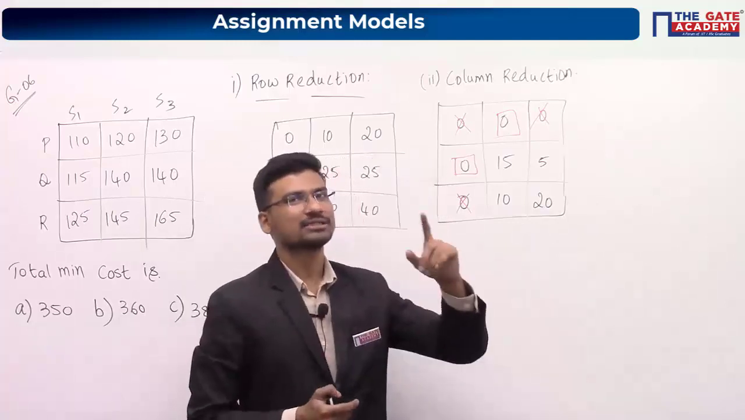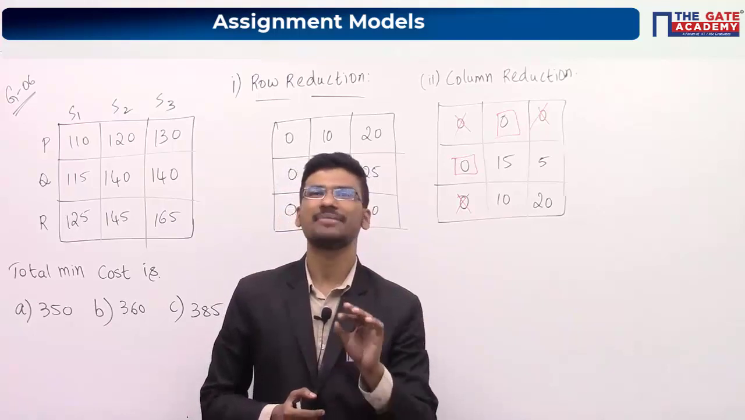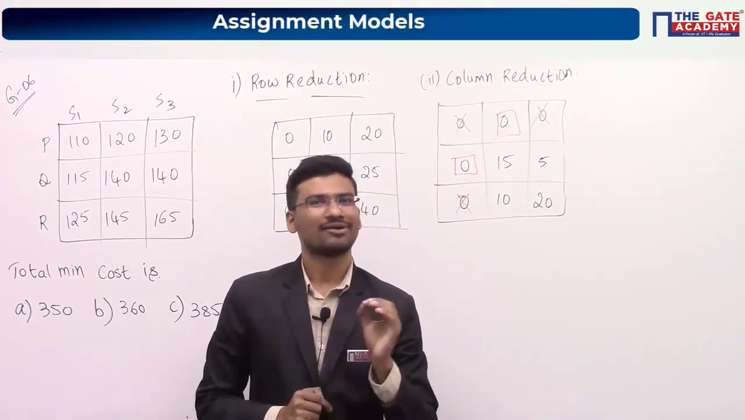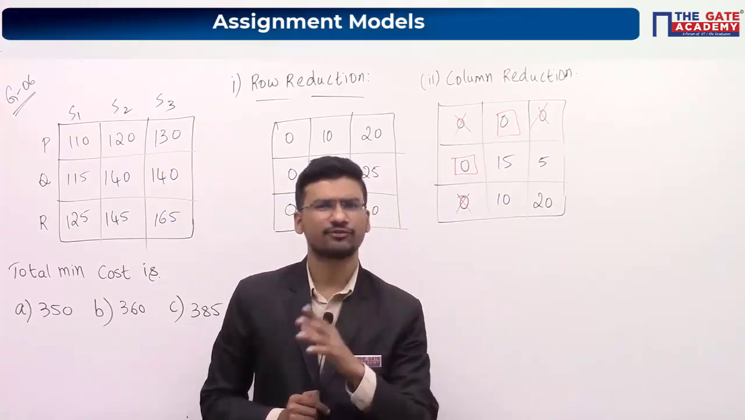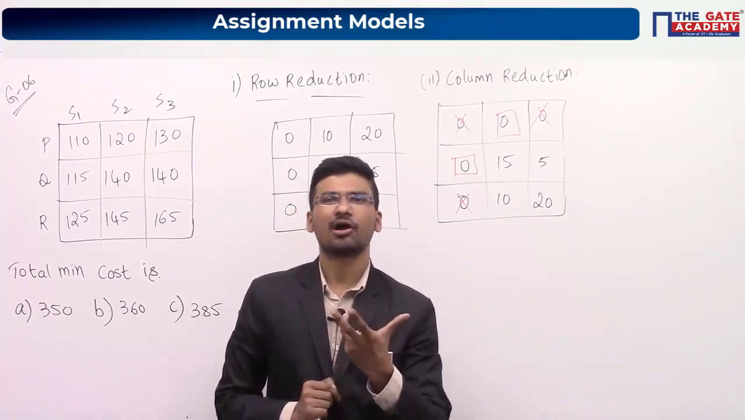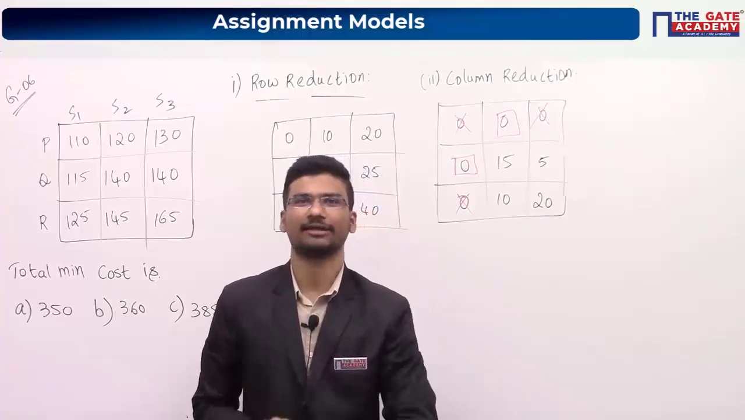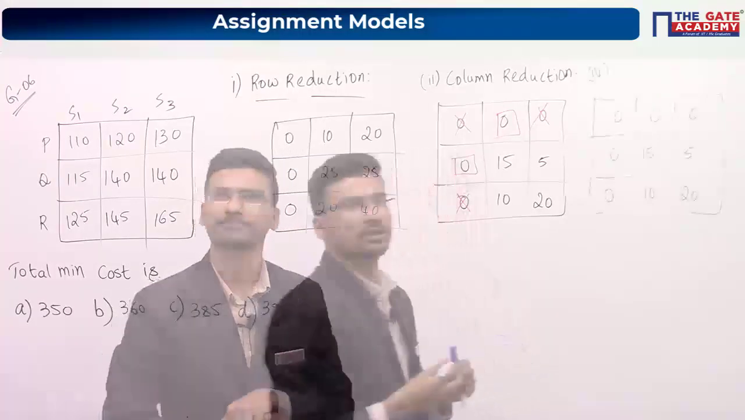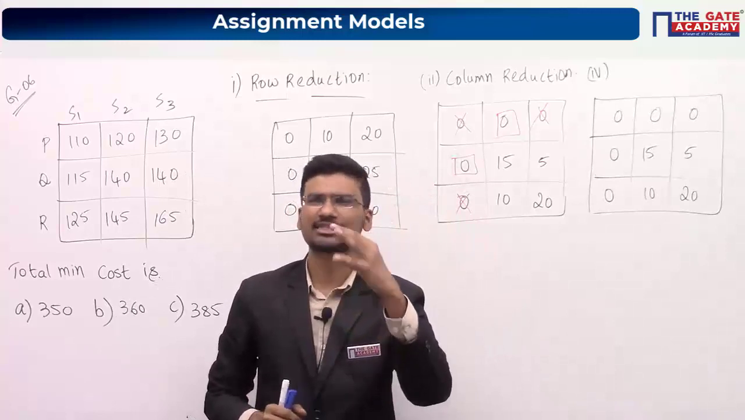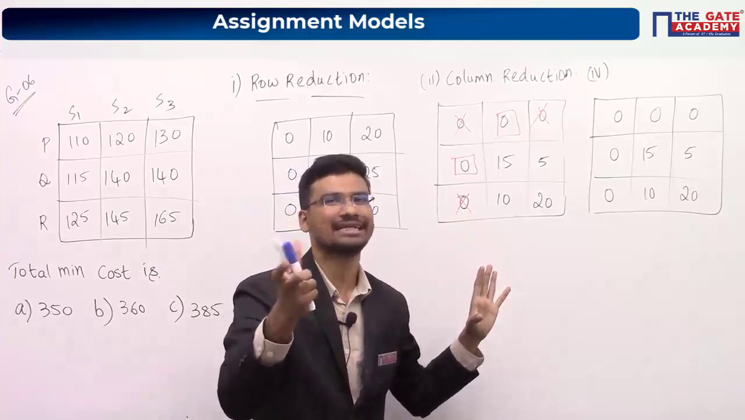So the first point was: cover all the zeros with minimum number of straight lines. Full stop. The straight lines should be horizontal or vertical. This was the first point. So now let's apply those points. Whatever we have written is the algorithm which we have to follow to solve this problem. It is straight line method.